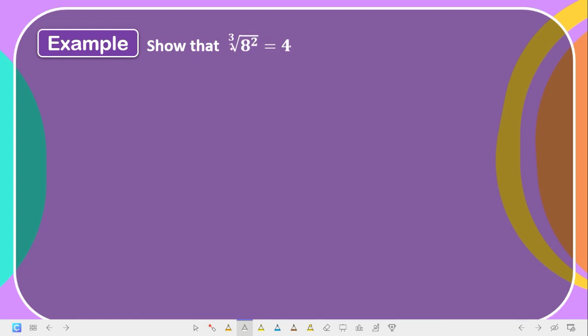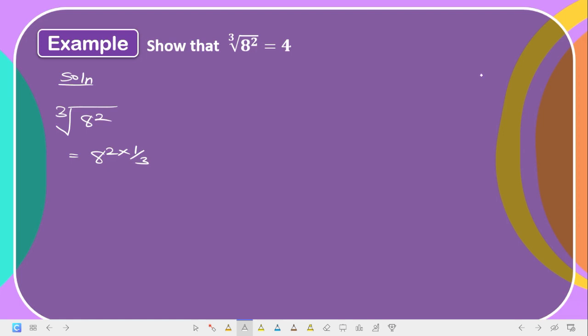Show that this is equal to 4. Now, I told you that wherever you have something like this, what do you normally do? This is the cube root of 8 squared. Now, you can always write this as 8 squared times 1 all over 3.